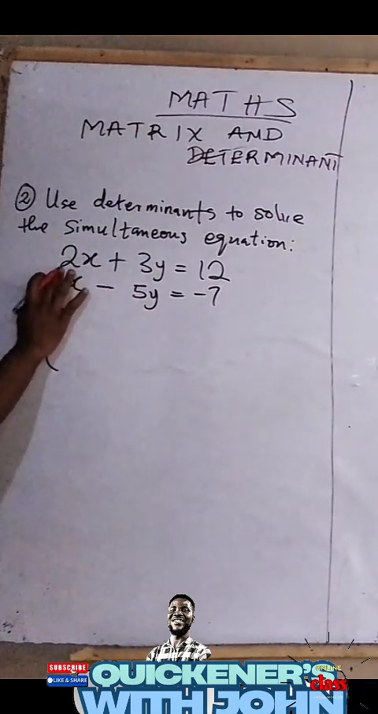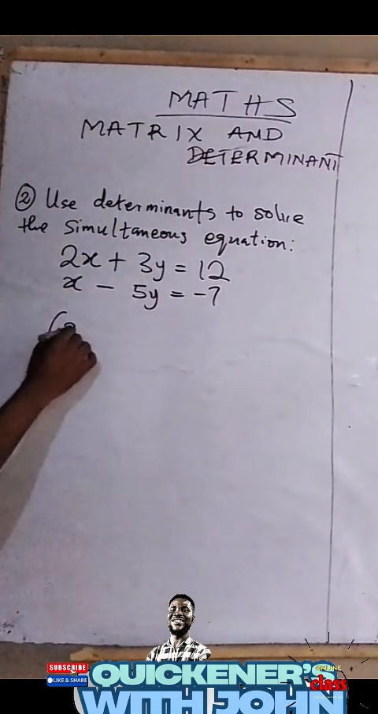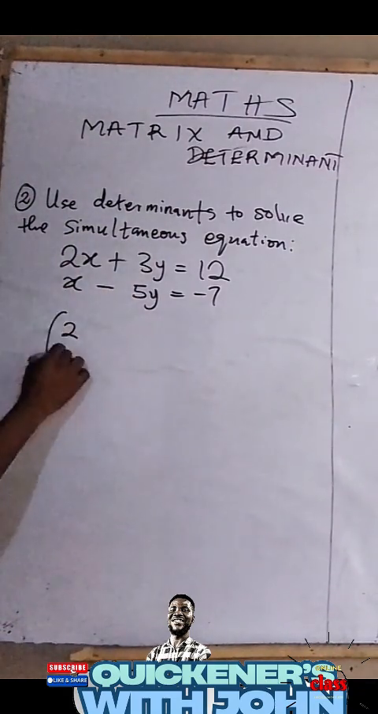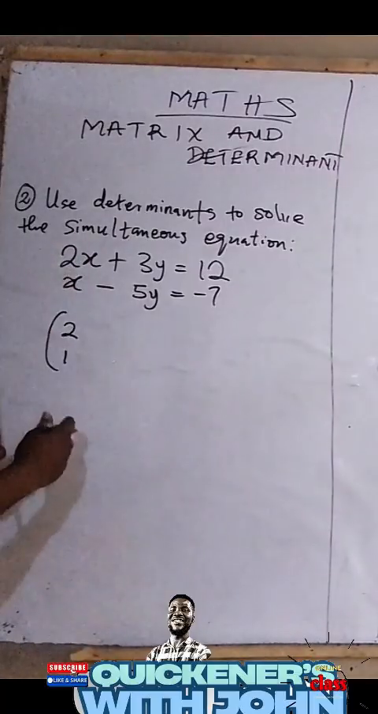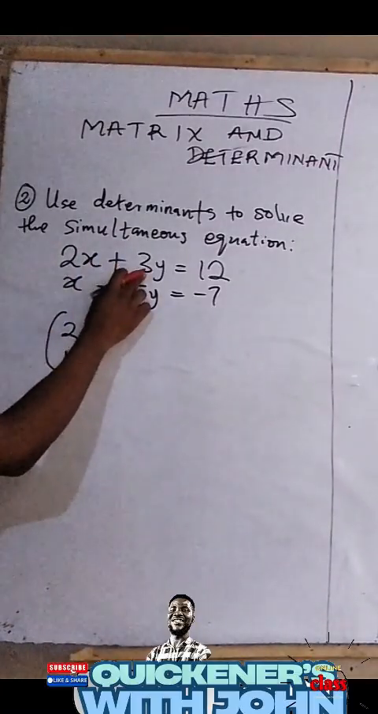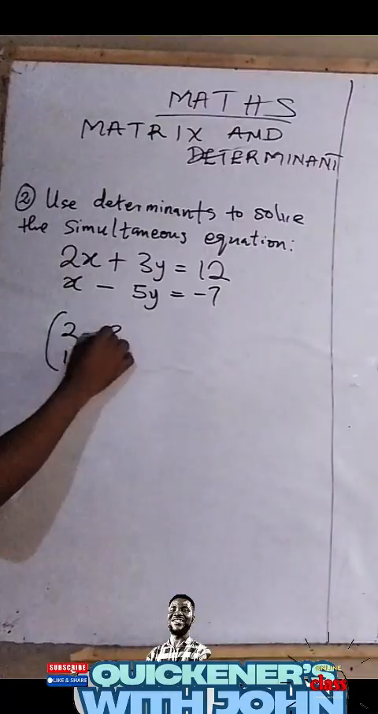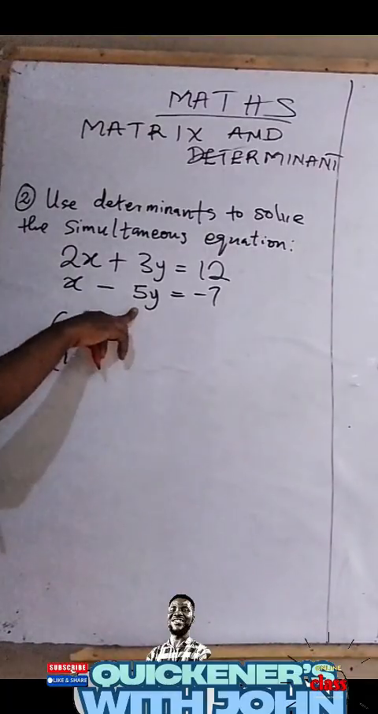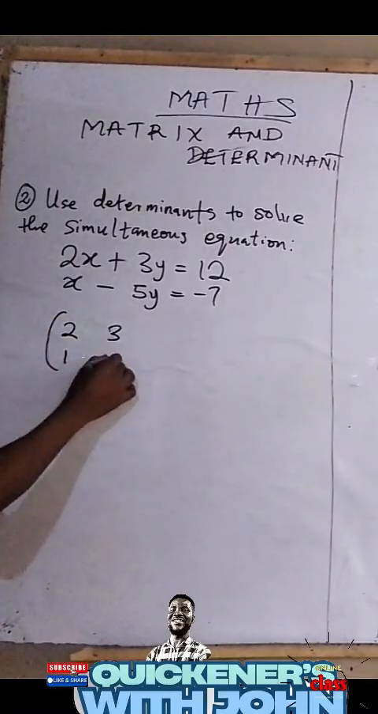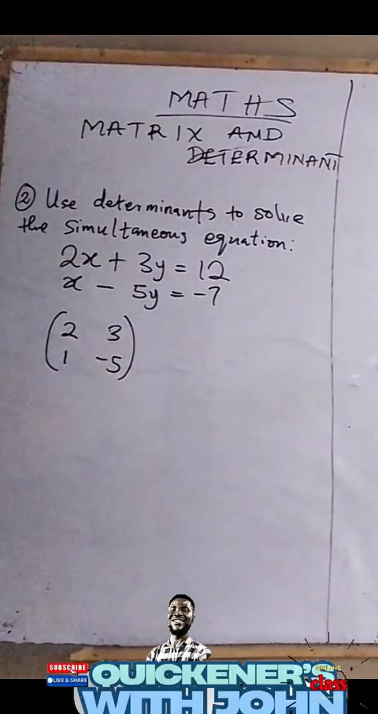So what is the coefficient here? 2. Then we have 2 here. Coefficient here 1. That is 1. And you see, this is our first column. Now the second column, what is here? Coefficient here is 3. So that is 3. The coefficient here is what? Minus 5. That is minus 5. Can you see that? Alright?